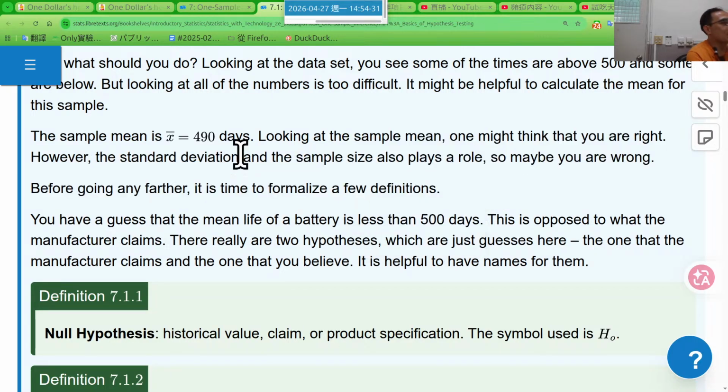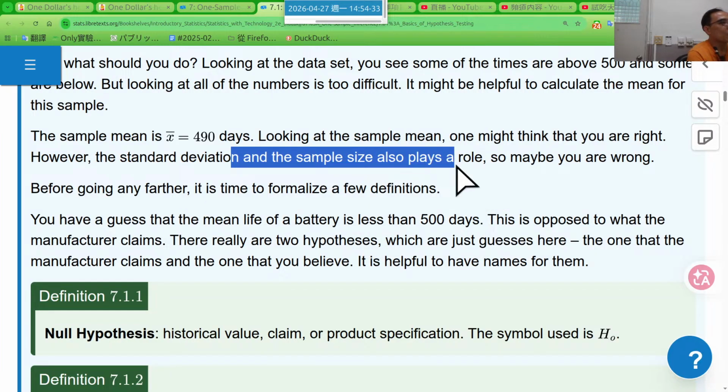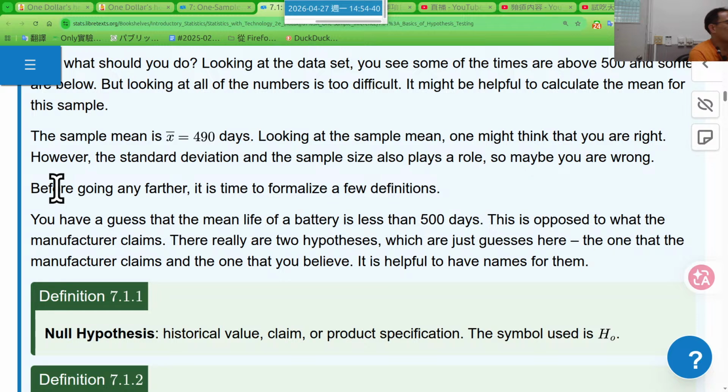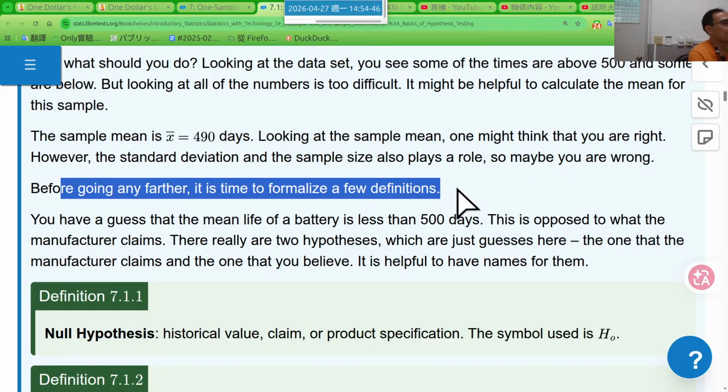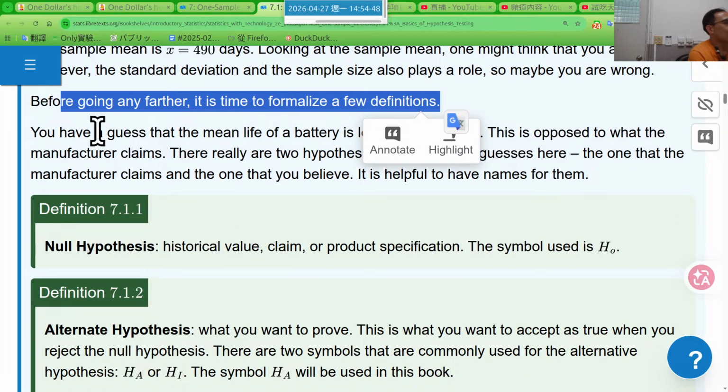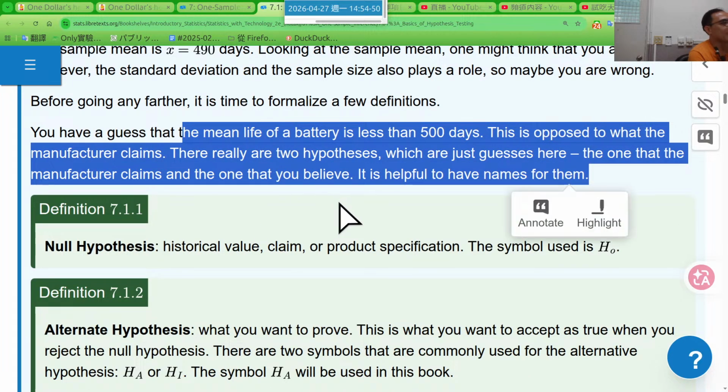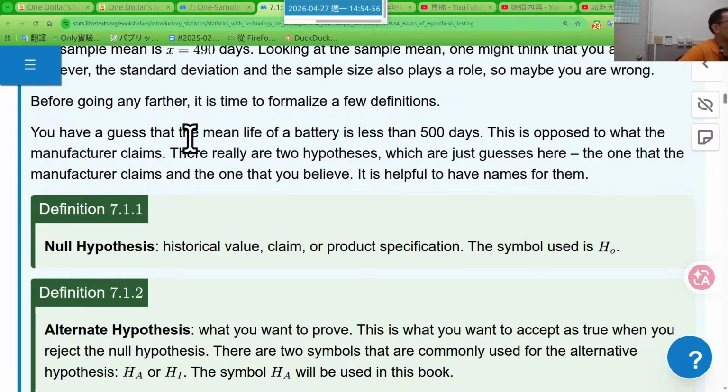However, the standard deviation and the sample size also play a role. Don't ignore them. Or maybe you are wrong. Before you go any further, it's time to formalize a few conditions. You have a guess that the mean life is less than 500 days. This is the opposite of what the manufacturer claims.